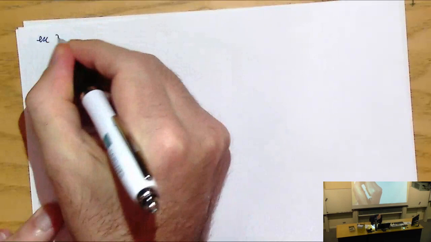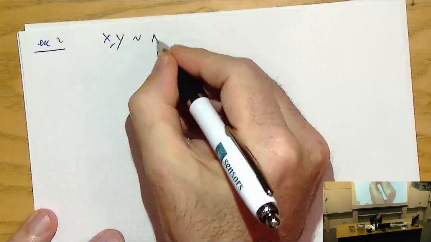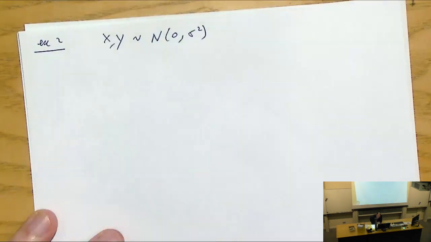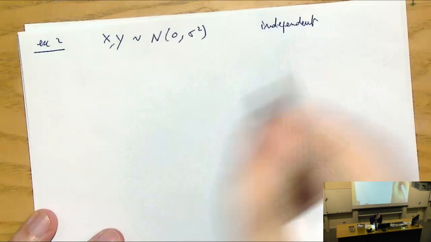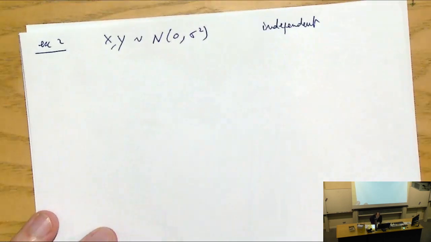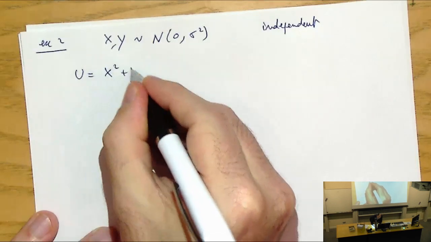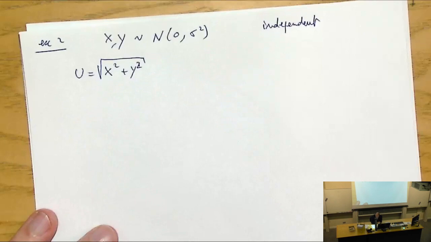Where I have two random variables x and y that are normally distributed with mean 0 and variance sigma squared, and both of them are independent. Okay, and what we're interested in is this: the square root of x squared plus y squared.